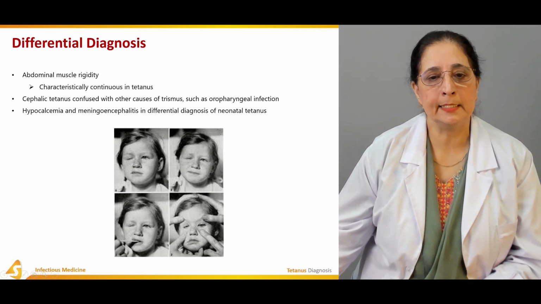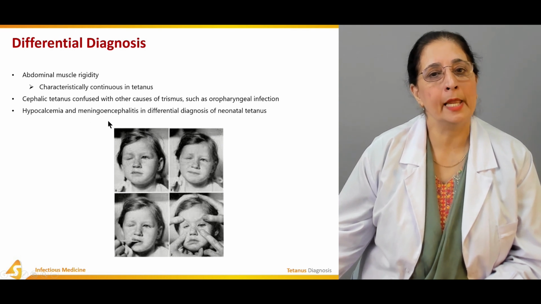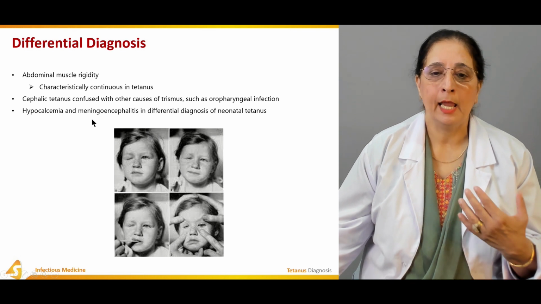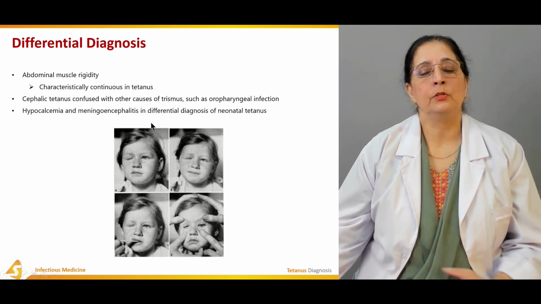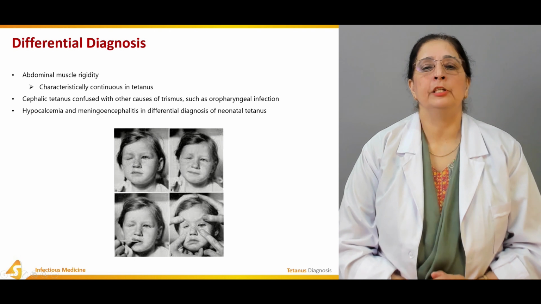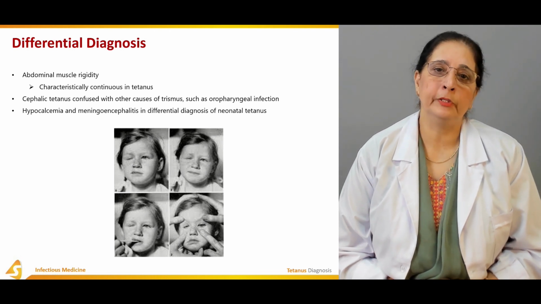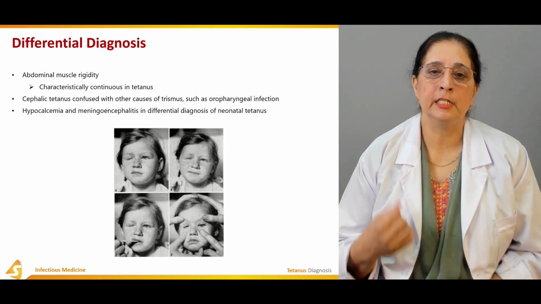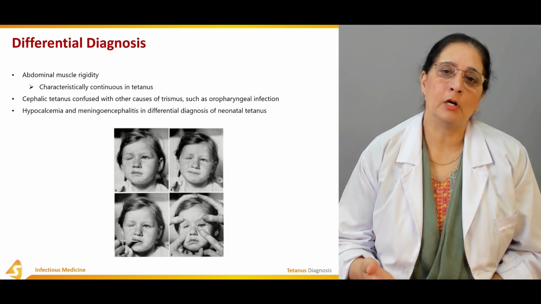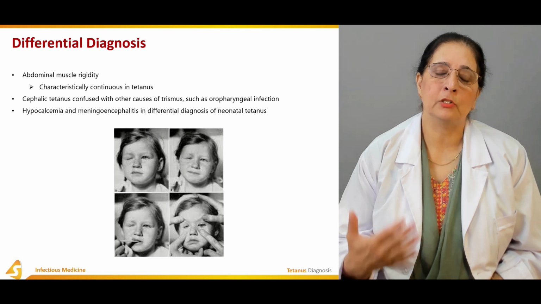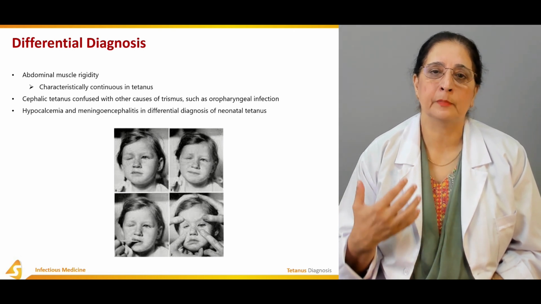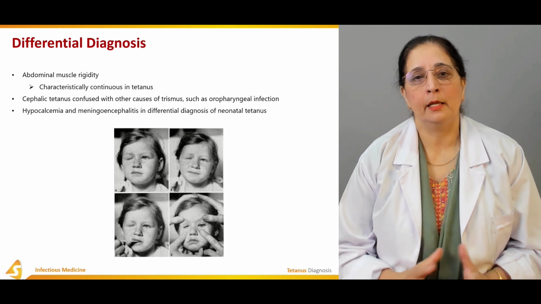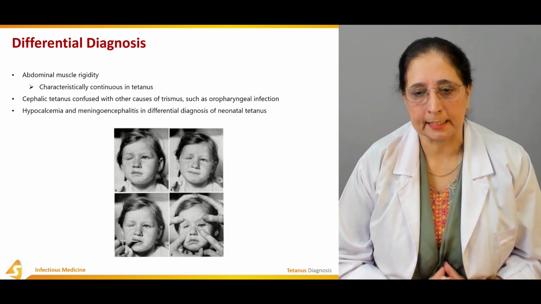So hypocalcemia and meningoencephalitis, which is inflammation of the meninges and the brain, are also common in the differential diagnosis, because both these conditions can cause spasm and rigidity. Meningitis, which we talked about in detail, also causes rigidity, spasm and neck stiffness, and all that can mimic tetanus.